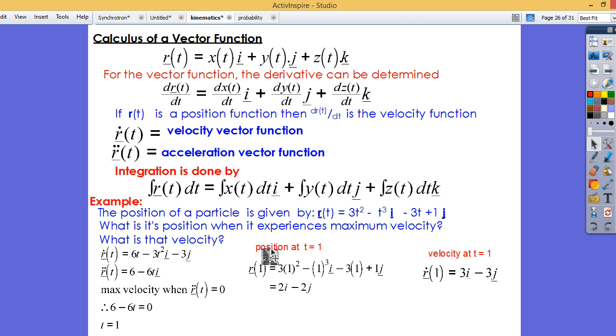Now the position at maximum velocity: we take t equals 1, substitute into our position vector, and we evaluate it, get that as a vector. Then what is the velocity at t equals 1? Well, we take t equals 1, substitute into the velocity vector, and we evaluate. Okay, quite straightforward. What do you reckon?